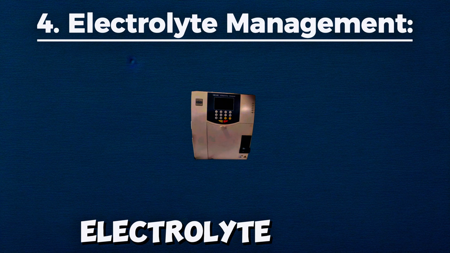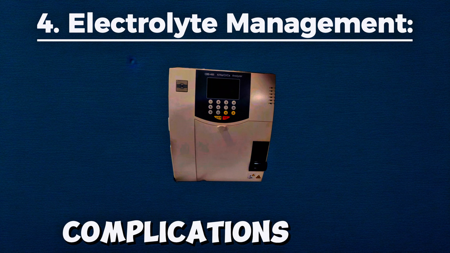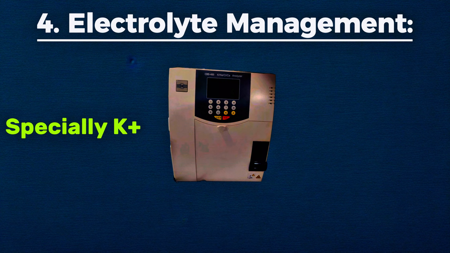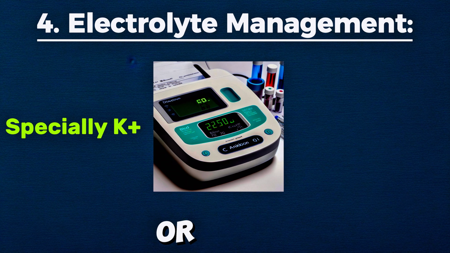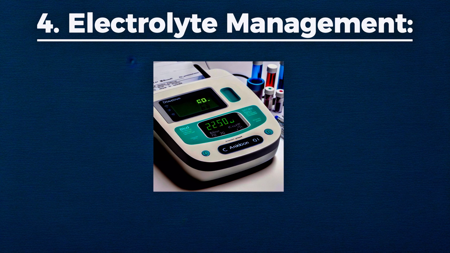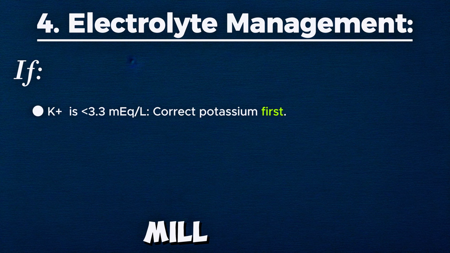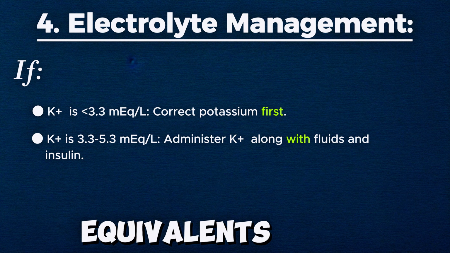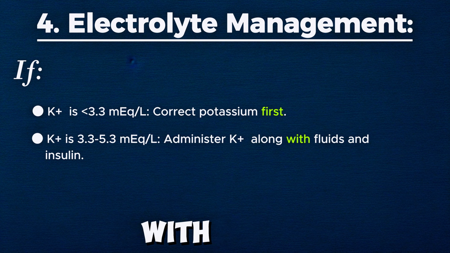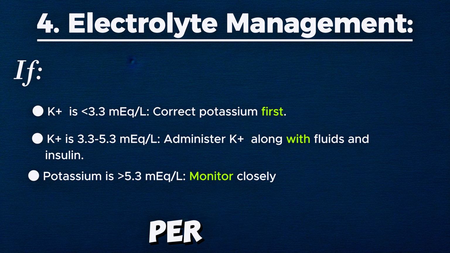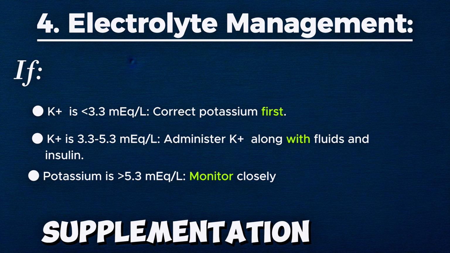4. Electrolyte management, preventing complications. DKA disrupts electrolytes, especially potassium. Even if the initial potassium level seems normal or elevated, total body potassium is depleted. Here's the protocol. If potassium is less than 3.3 milliequivalents per liter, correct potassium first before starting insulin. If potassium is 3.3 to 5.3 milliequivalents per liter, administer potassium along with fluids and insulin. If potassium is greater than 5.3 milliequivalents per liter, monitor closely but withhold supplementation initially.